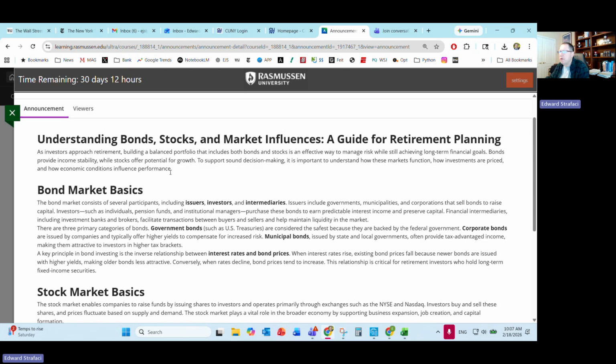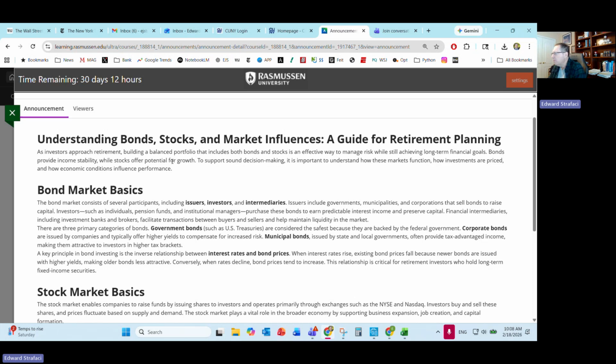As investors approach retirement, building a balanced portfolio that includes both bonds and stocks is an effective way to manage risks while still achieving long-term financial goals. Bonds provide income stability because you're getting that steady payout, while stocks offer potential for growth. To support sound decision-making, it's important to understand how these markets function, how investments are priced, and how economic conditions influence performance. The bond market consists of several key participants, including issuers, investors, and intermediaries.